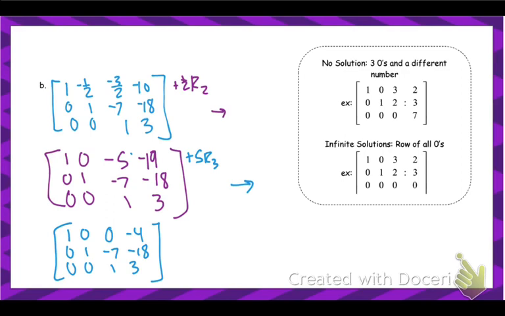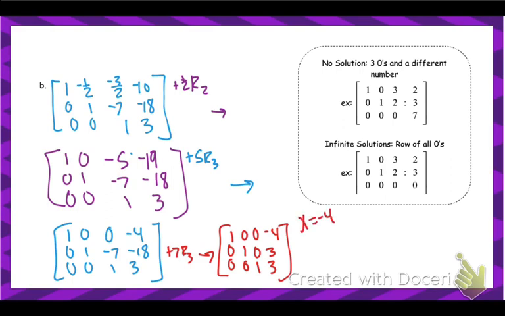All right, and then going on to my last one, again, I'm going to use that bottom row, so I'm going to add 7 times that bottom row. Top row does not change. Bottom row does not change. 0 plus 0 is 0. 1 plus 0 is 1. Negative 7 plus 7 is 0. And then I've got negative 18 plus 21 is 3. Now I'm in reduced row echelon form. Really easy to see. X equals negative 4, Y equals 3, and Z equals 3.